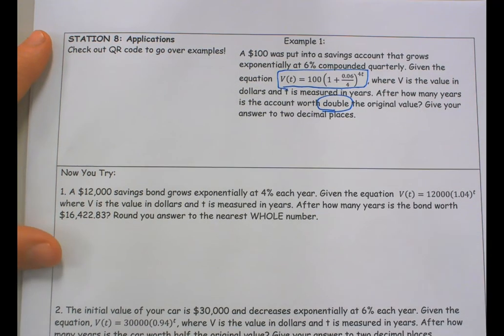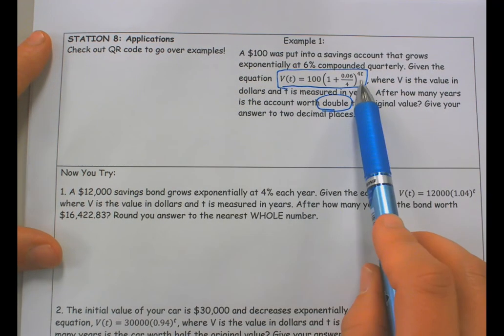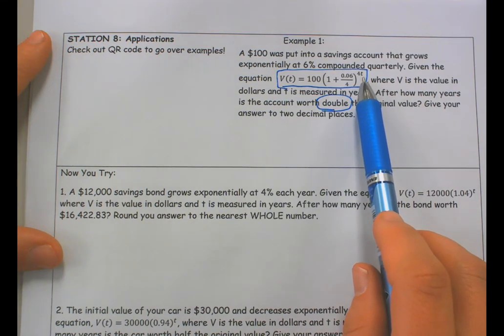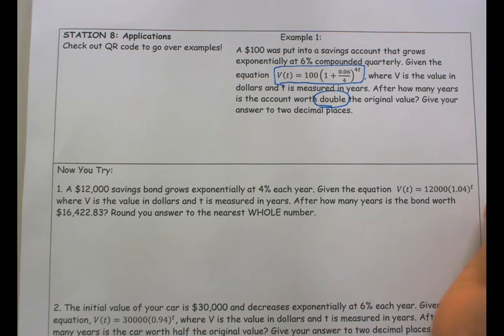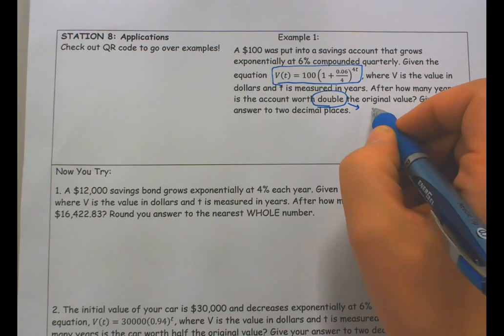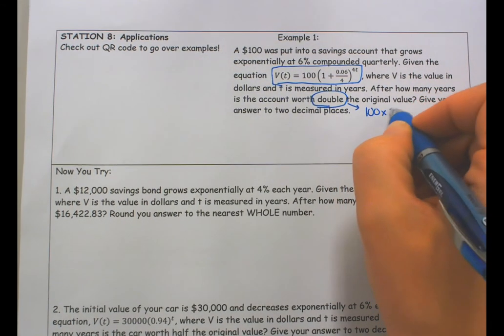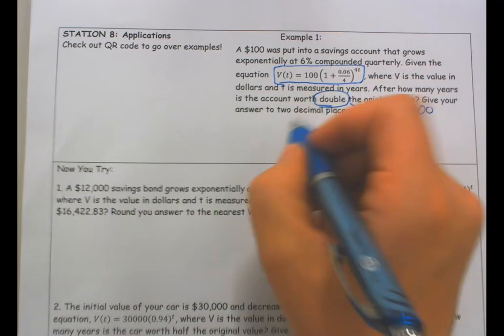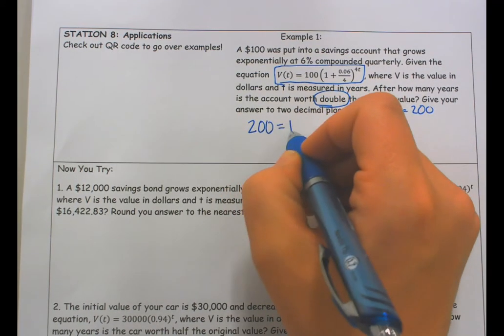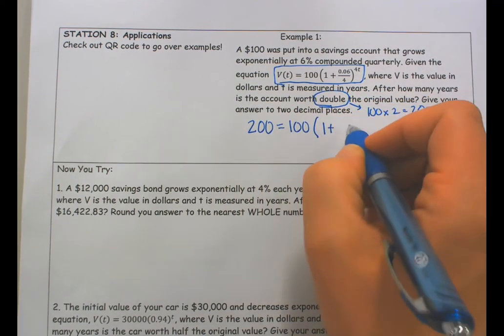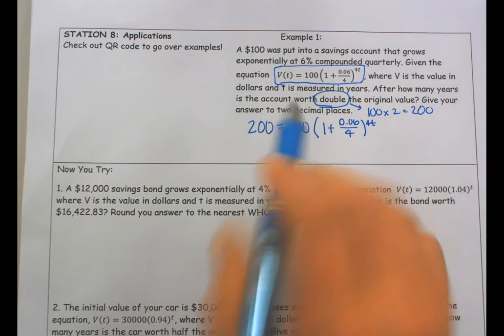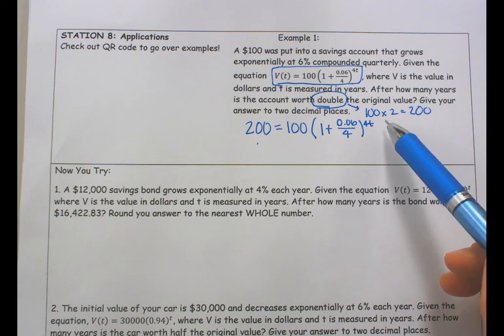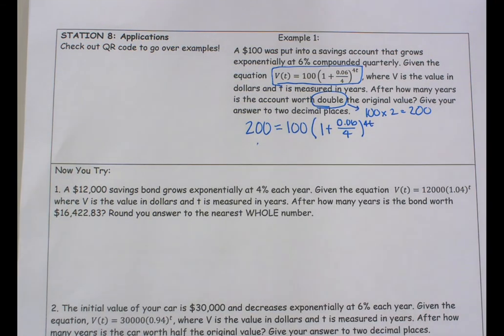So in this case, they're actually giving us the equation, and we need to figure out T and how many years, because they want to know when our account has doubled. So they want to know double of 100. 100 times 2 is 200. So they want to know when we have $200 in our account. So that would look like this when we set up our equation. We know the balance of the account that we want, and we want to know how many years it will take to get there.